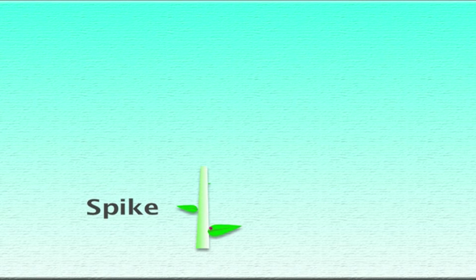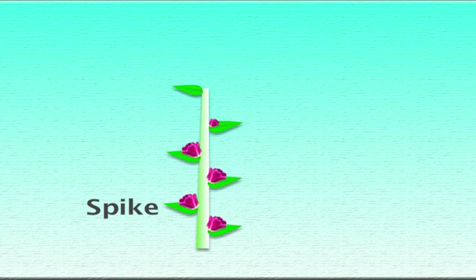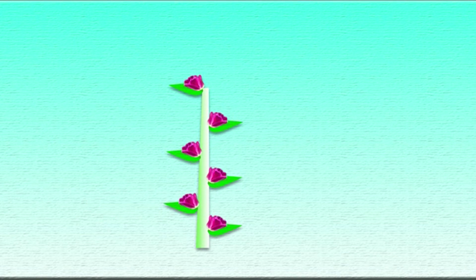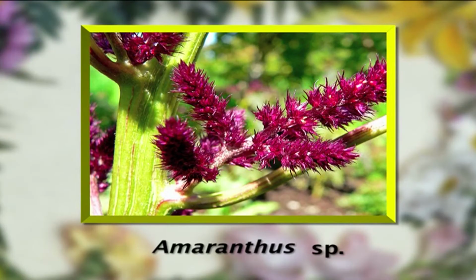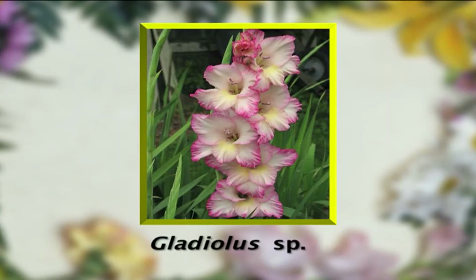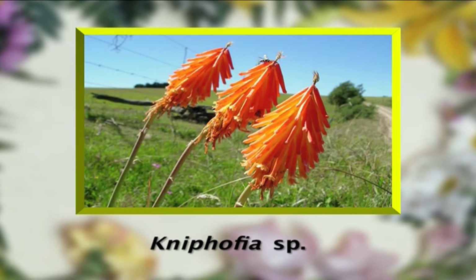The second type of racemose inflorescence is the spike. This is similar to that of a raceme but bears bracteate sessile flowers instead of the pedicellate ones. Examples are amaranthus, gladiolus, nymphaea, etc.